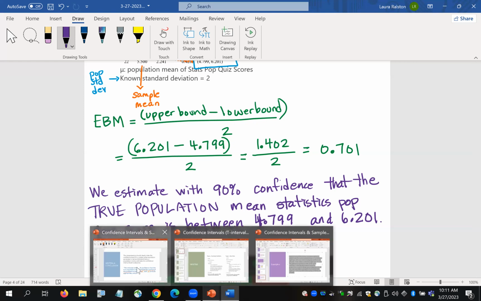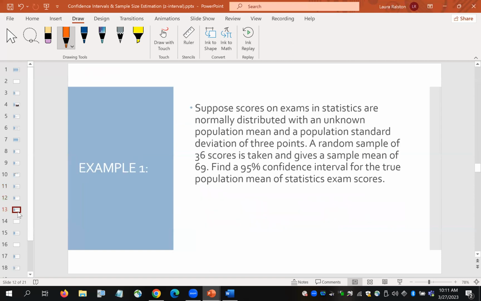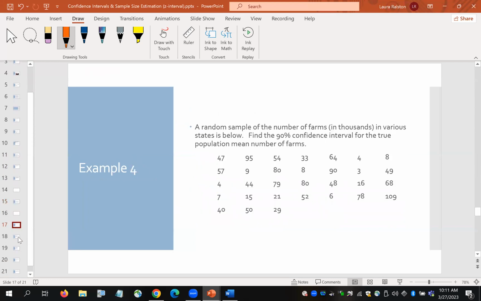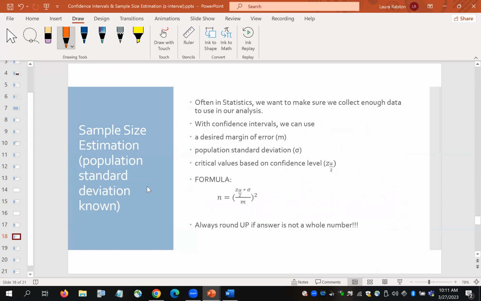So let me toggle back over to the problems or to the PowerPoint. Sometimes when you're setting up your problem, you want to make sure that you collect enough data, because you don't want to have to go back and collect it a second time. That in terms of doing research could cost you money. It could also cost you time.